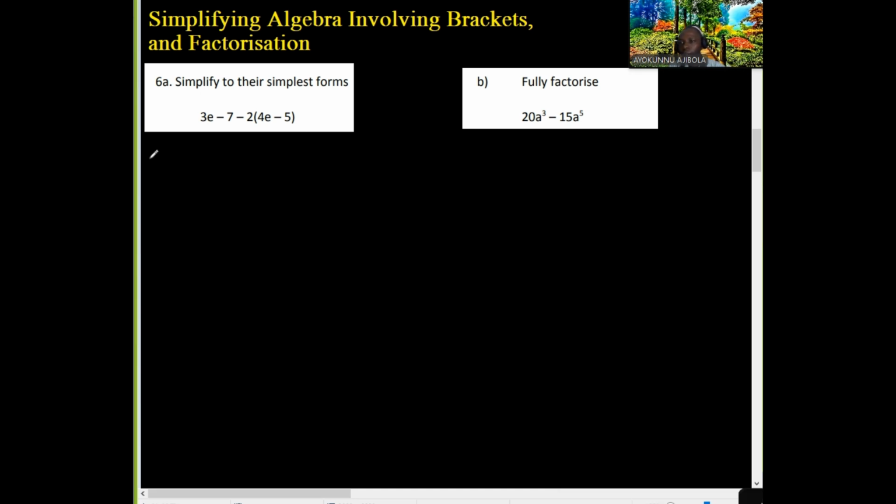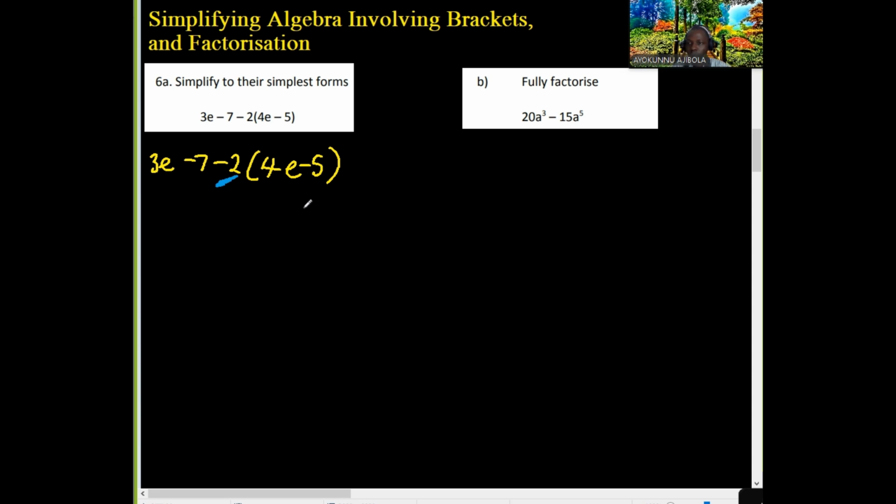To talk about the first one, we have 3e, we have minus 7, and we have a negative 2 into a bracket, 4e minus 5. So we cannot do anything without firstly simplifying with the bracket. So this negative 2 is going to open into the two terms in the bracket. Is that clear? I believe that's clear.